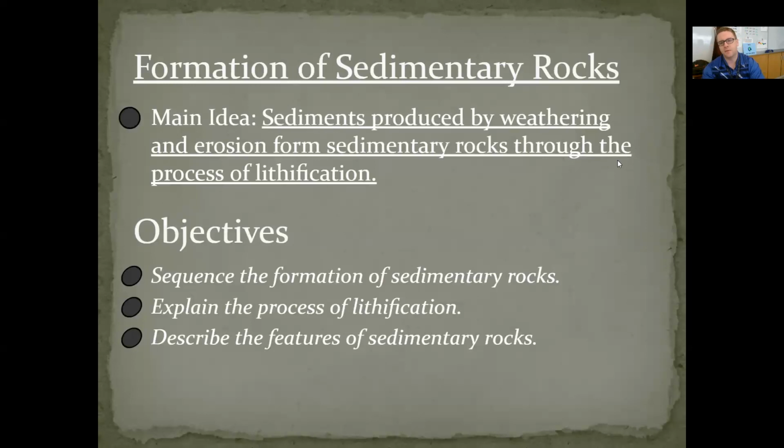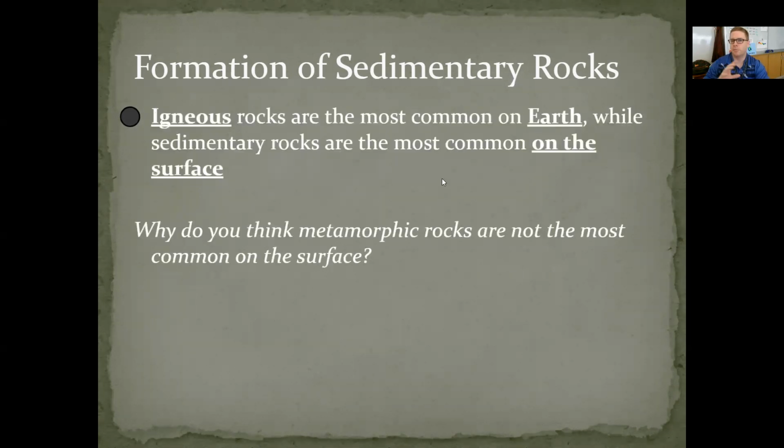So the main idea for this video is looking at how sediments that are produced by weathering and then moved by erosion form these sedimentary rocks through the process of lithification. And there are two different types of lithification, which we'll talk about in a few minutes here. So a couple points of interest.